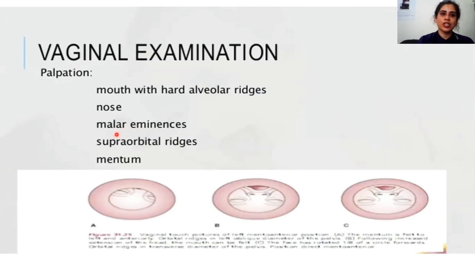On vaginal examination, we can palpate the mouth with hard alveolar ridges. We can insert a finger inside the mouth and feel the alveolar ridges. We can feel the nose. We can feel the malar eminences, so these are the malar eminences. We can feel the supraorbital ridges, and we can feel the mentum. Am I clear? I think I'm making myself clear. So when the face is coming like this, we can feel all these things, okay?